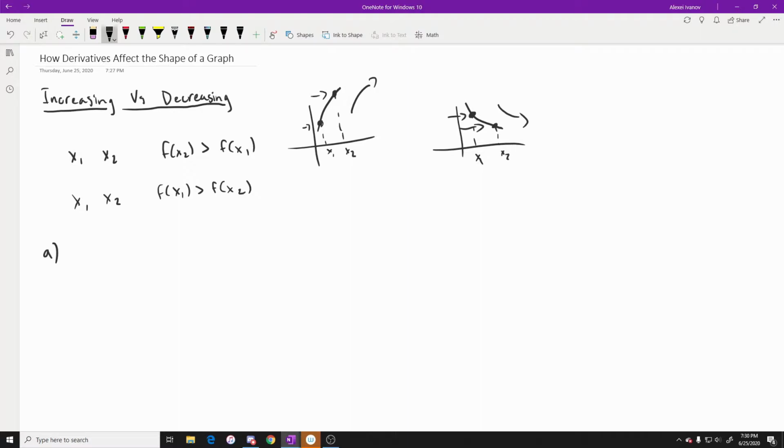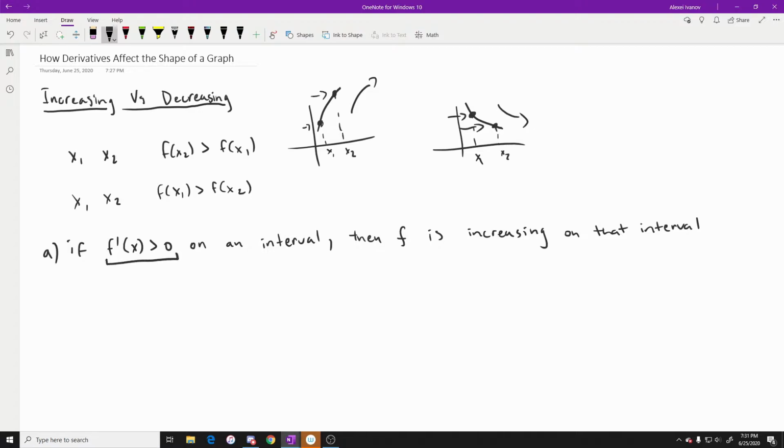So firstly, if the derivative on an interval is greater than 0, then the function is increasing on that interval. I'm going to write it down, and I'm going to show you why this is true. Like I said, if the derivative of the function is greater than 0 on an interval, then we say that f is increasing, the function f.